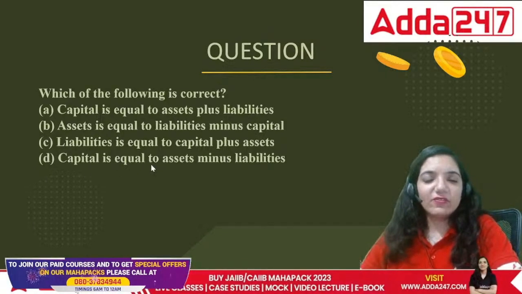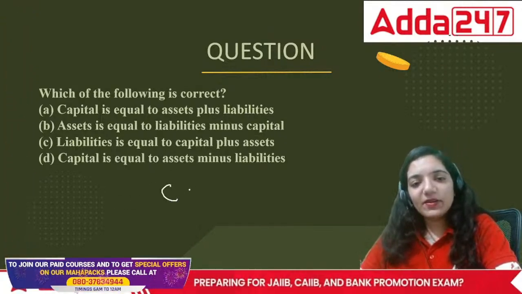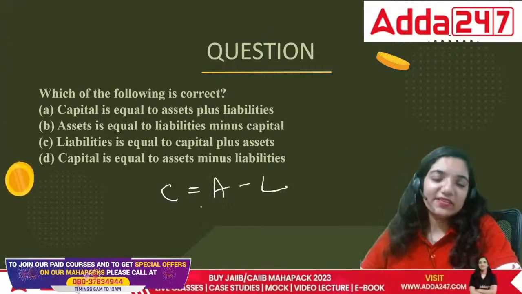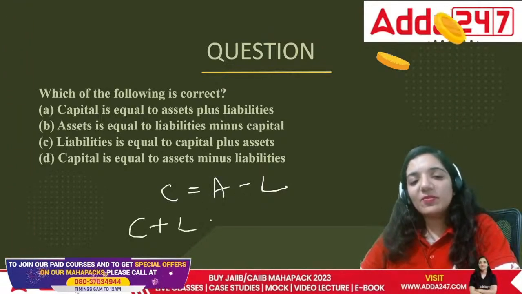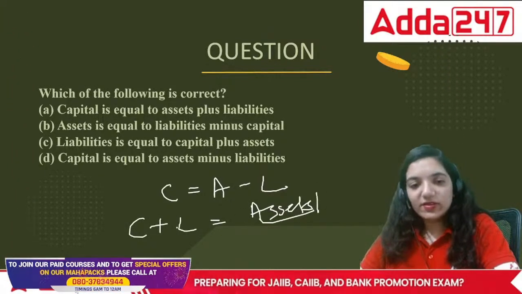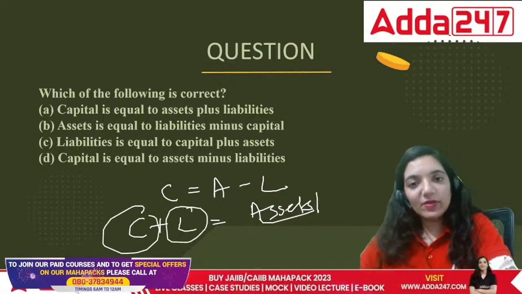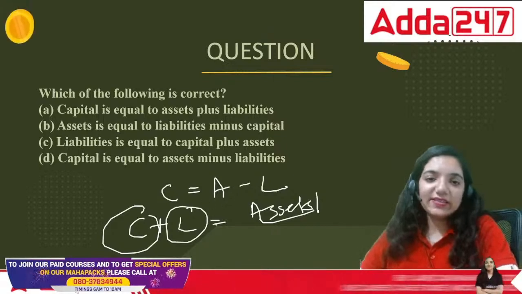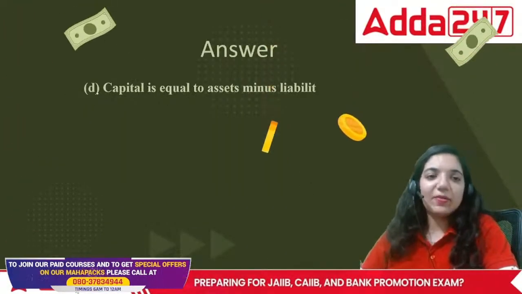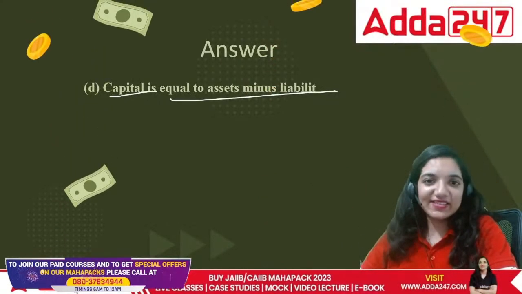So when we talk about the balance sheet equation, it says that our capital is equal to assets minus liabilities. Normally the formula is capital plus liabilities make assets. That means all the assets are either bought with our own money or the money that belongs to other people, so we'll record it as assets there. So in this case the correct answer is capital is equal to assets minus liabilities.